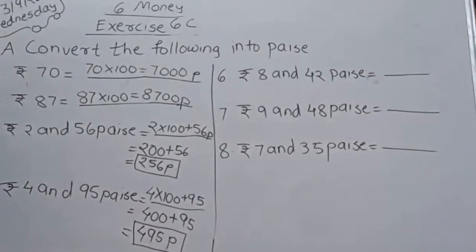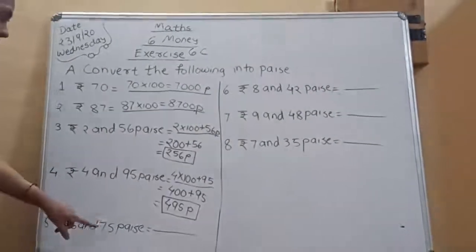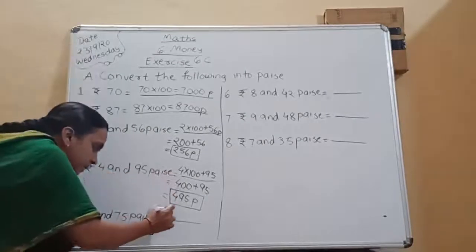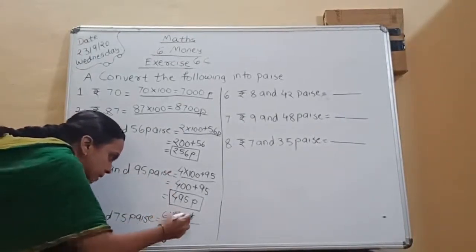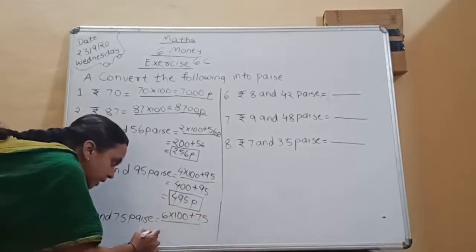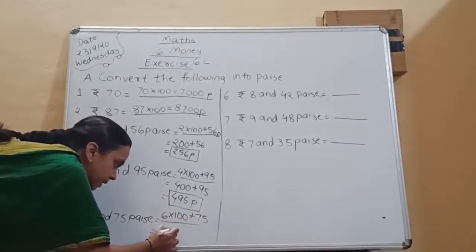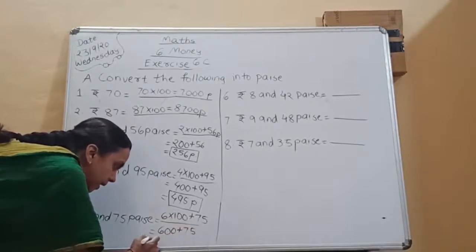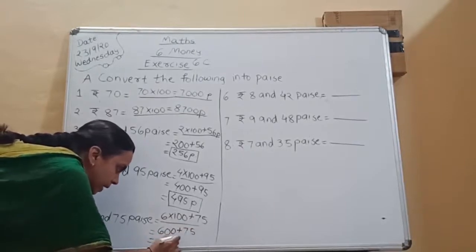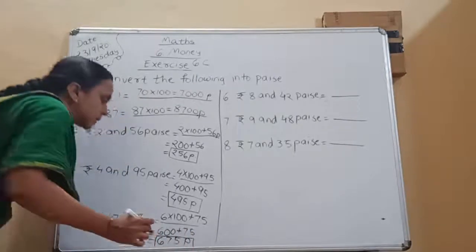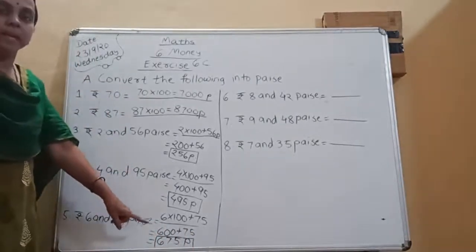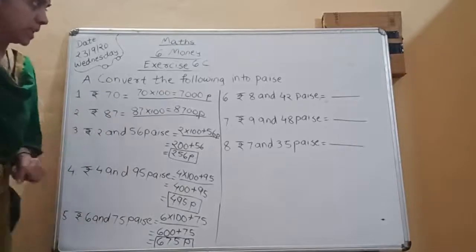Now see fifth example. Rupees 6 and 75 paise. Rupees 6 means what? 6 multiplied by 100 plus 75. 100 multiplied by 6 means 600 plus 75 means how much? 675 paise. So you just write down 675 paise there. Now see sixth example.